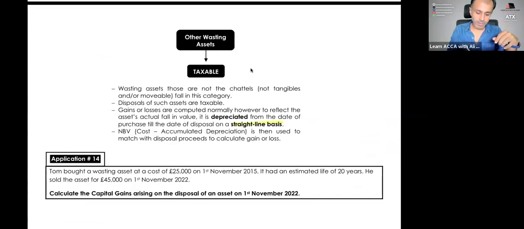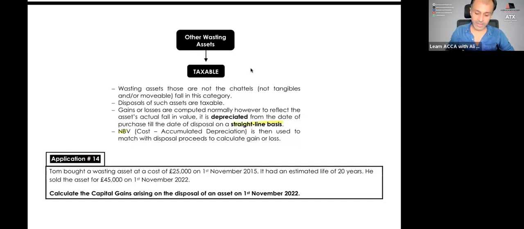This is the way the net book value will be worked, the way that we work in accounting studies: cost minus accumulated depreciation. Net book value will then be matched with the proceeds to calculate either a gain or a loss. Cost will not be used, net book value will.